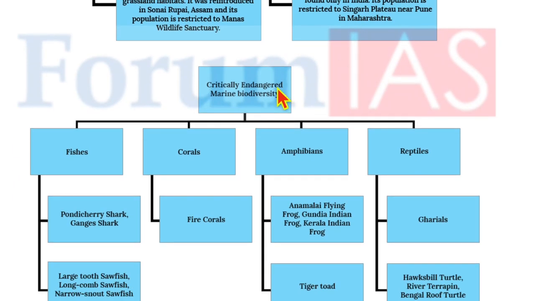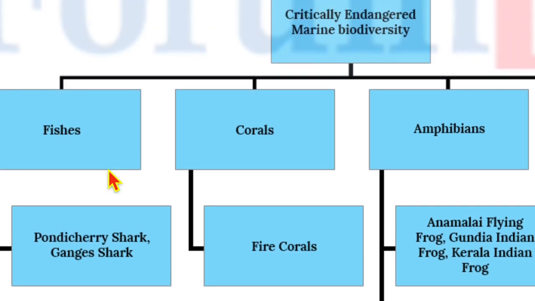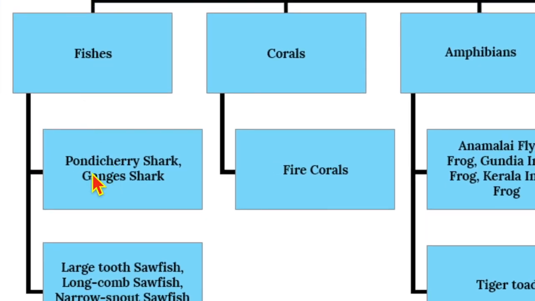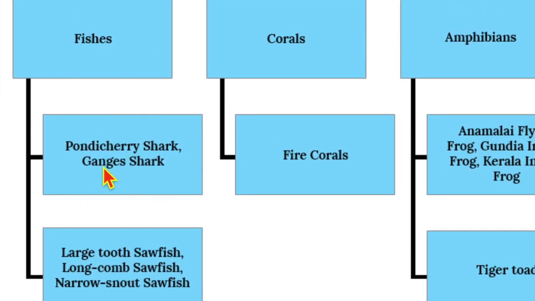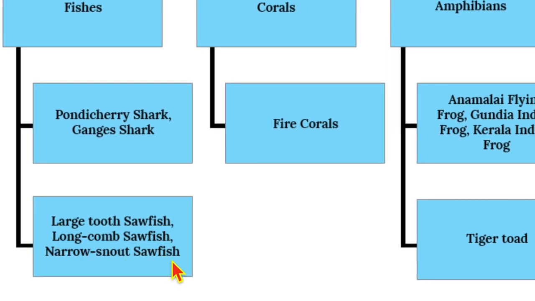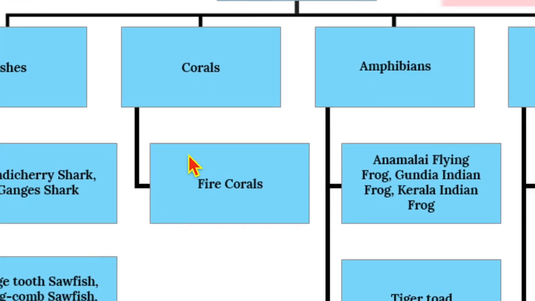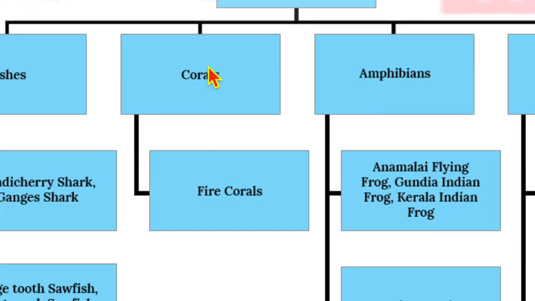Now moving on to critically endangered marine biodiversity, we have fishes, corals, amphibians and reptiles. In fishes, we have the Pondicherry shark, Ganges shark, Ganga shark, largetooth sawfish, longcomb sawfish and narrowsnout sawfish. For corals, we have fire corals, which are critically endangered as opposed to orange corals. Orange corals are similar in name, but fire corals are the ones which are critically endangered.